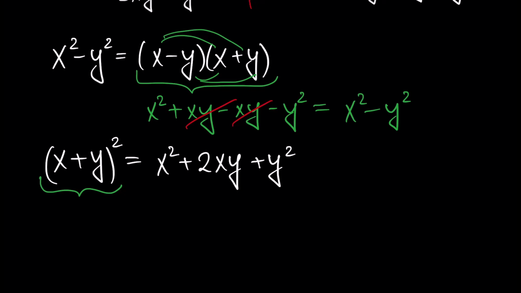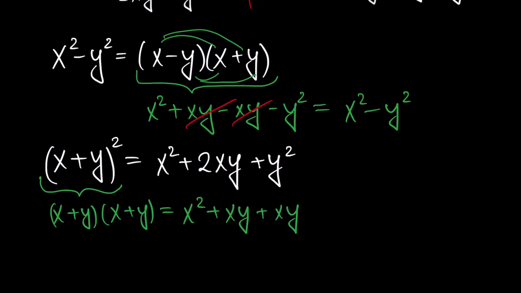x plus y squared is equal to x plus y times x plus y. So if we perform multiplication, it will be equal to x squared plus xy plus xy plus y squared. And these two xy will be equal to 2xy. So we proved our formula.